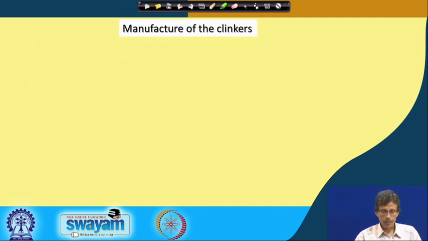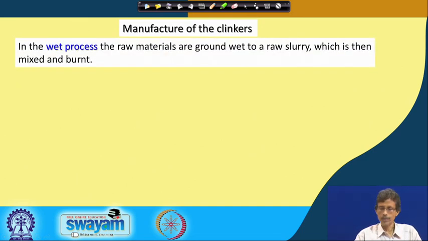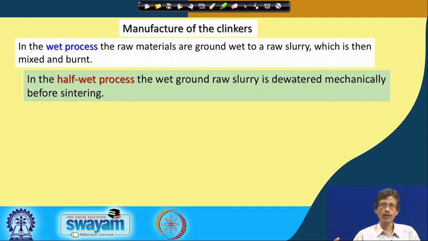Next, at the end of this class, and we will continue in the next, is how you get these clinkers, the manufacture of the clinkers. In the wet process, the raw materials are ground wet to a raw slurry, meaning water is there. When you make the powder it is in the wet condition, and we get a slurry which is then mixed and burned. The individual components are mixed together and then burned. This is the typical full wet process, the complete wet process.